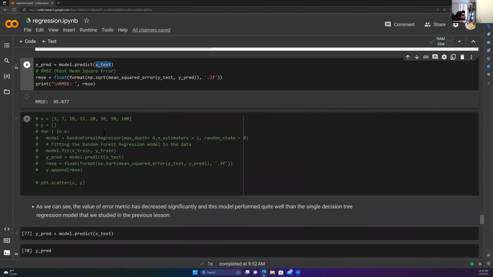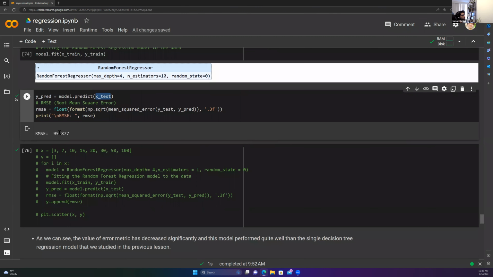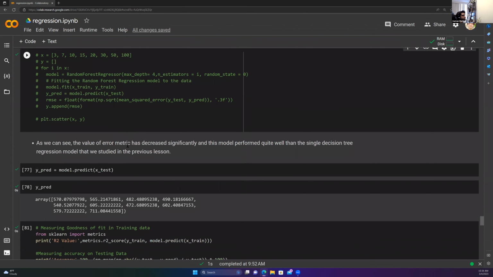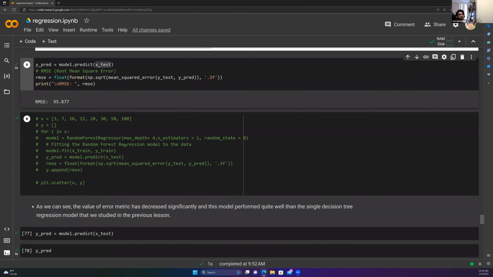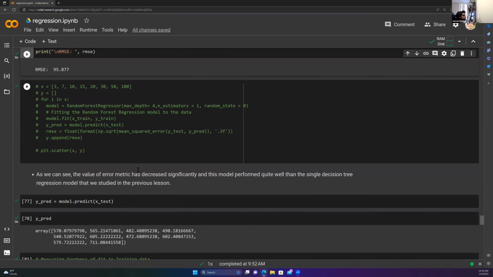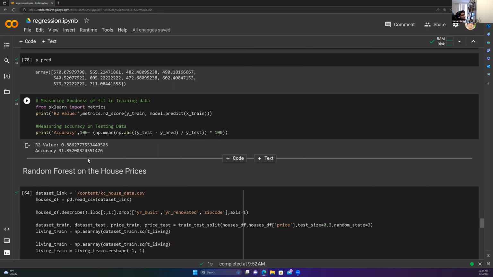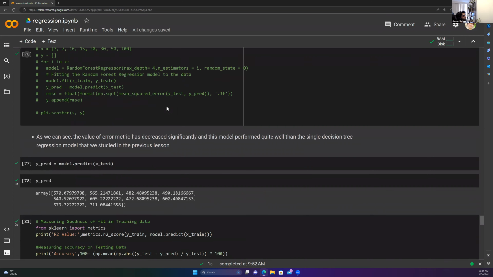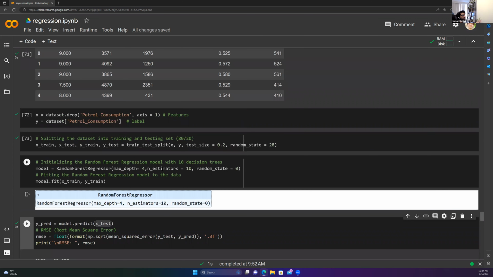So let's see how it works. This is your root mean squared error, 95.87. On its own, it might not have explicit units or meaning. What you want to do is decrease this. You want to reduce this. But another way to evaluate that is the score function to see the accuracy of the whole model. So you would see the accuracy is 91%, based on 10 estimators and max depth of 4.